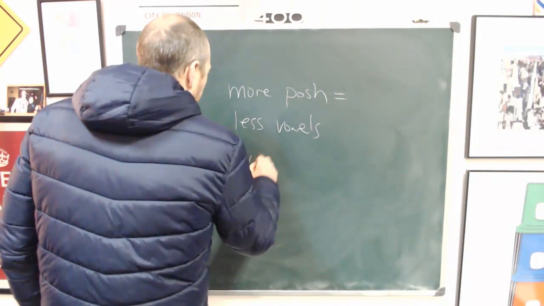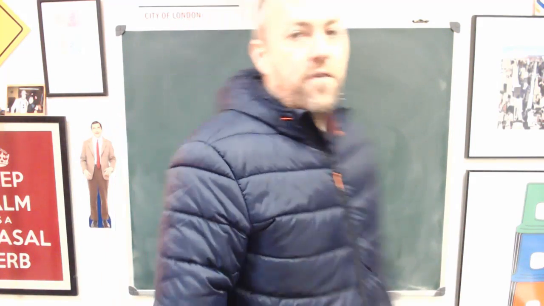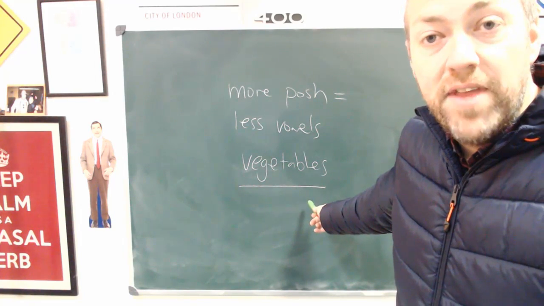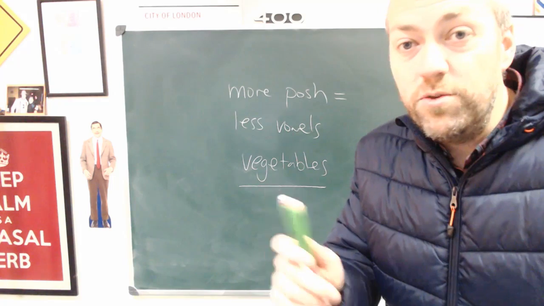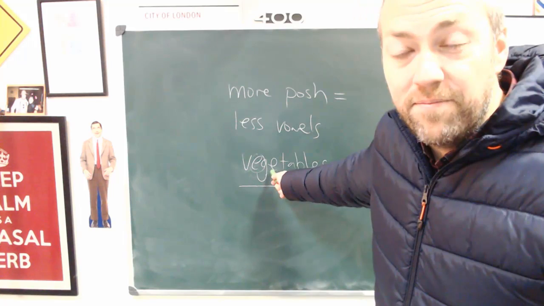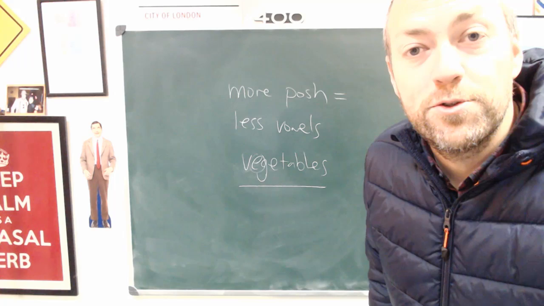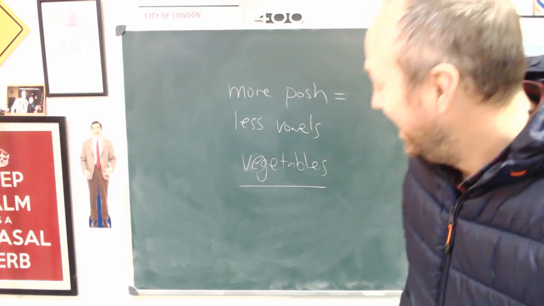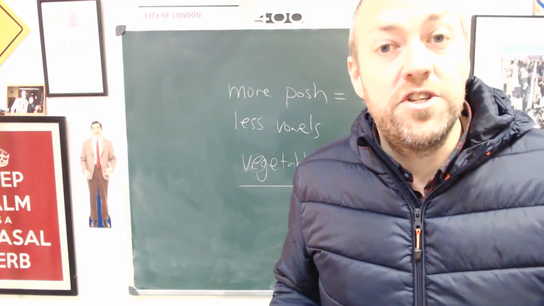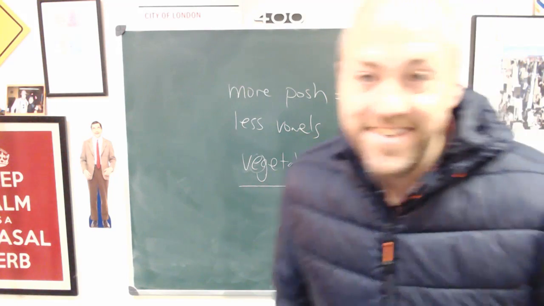So, for example, this word here, vegetables, the Queen of England would pronounce only the first vowel. Only this vowel here. All of these vowels would disappear. She would say "vegetables", whereas somebody from a different dialect would say "vegetables". So it really depends on the dialect.